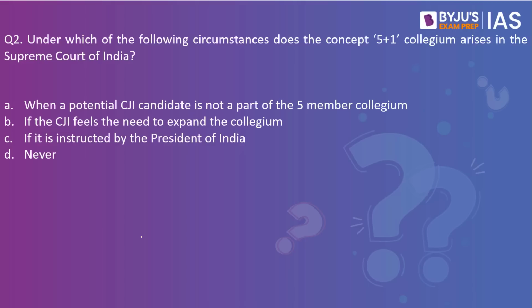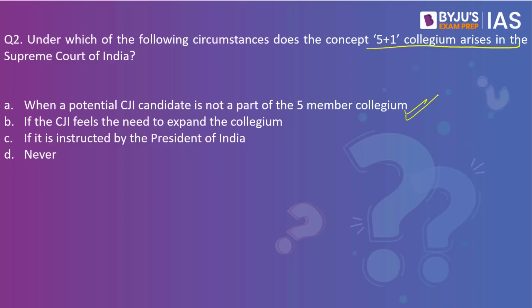Question number 2. Under which of the following circumstances does the concept of 5+1 collegium arise in the Supreme Court of India? First, when the potential Chief Justice of India candidate is not a part of the 5-member collegium. Second, if the CJI feels the need to expand the collegium. Third, if it is instructed by the President of India. Or fourth, never. Now it's an interesting question. The answer here would be A.